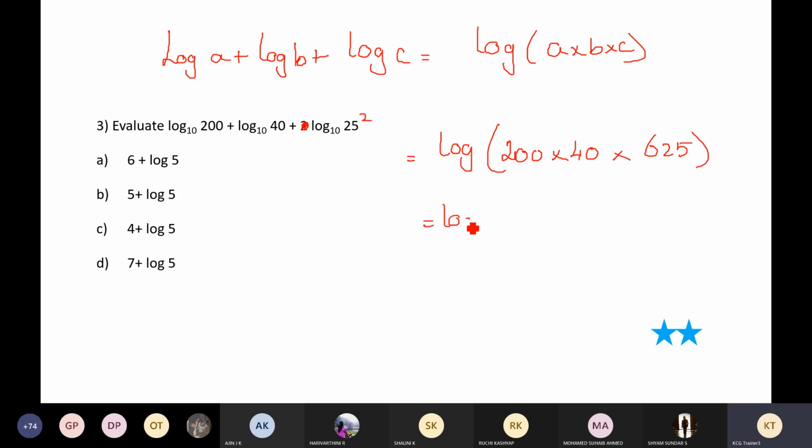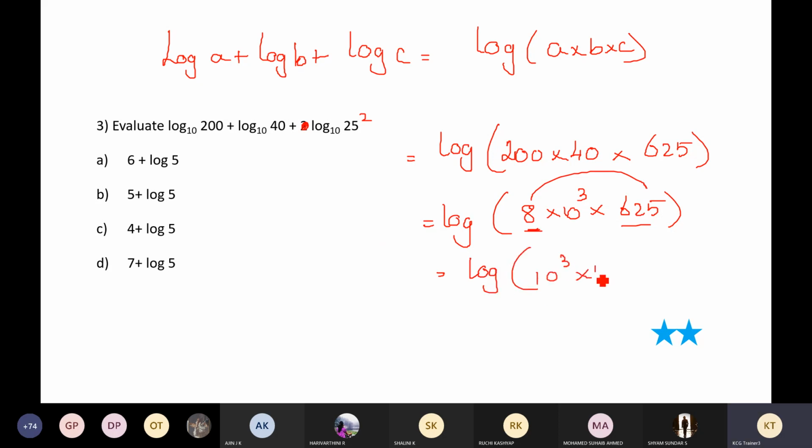Okay, fine guys. So that would give me log of 8,000 into 625. This itself is actually 8 into 10 cube, because 8 into 1000, right? Now multiply 8 and 625, guys, and proceed with the calculations and tell me what answer you get. Very good, Harivardhani. Excellent. Because when you multiply these two, you get 5,000. So that would give me log of 10 cube into 5,000.